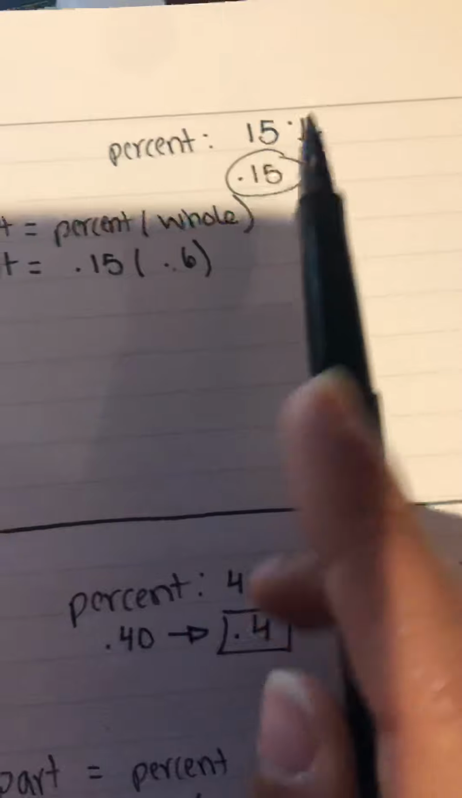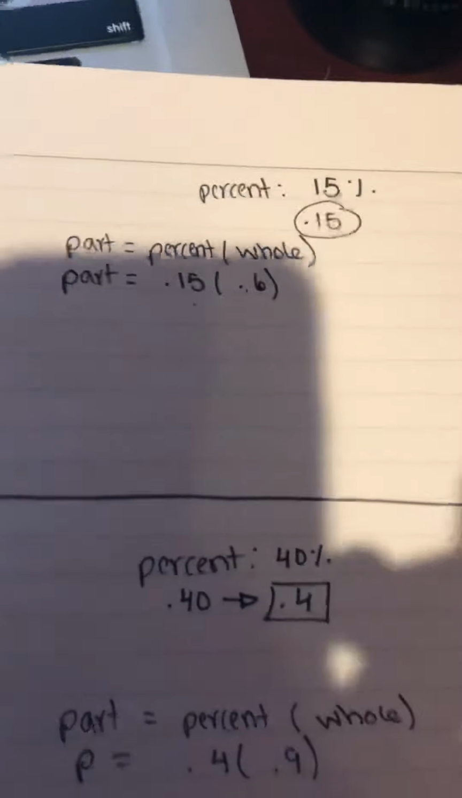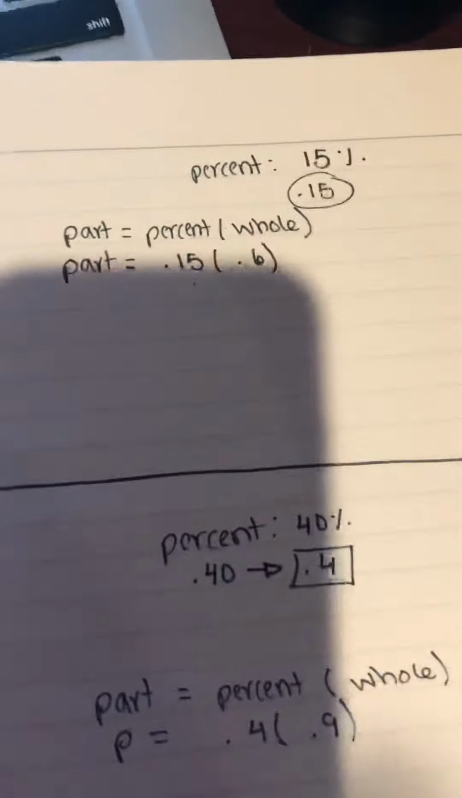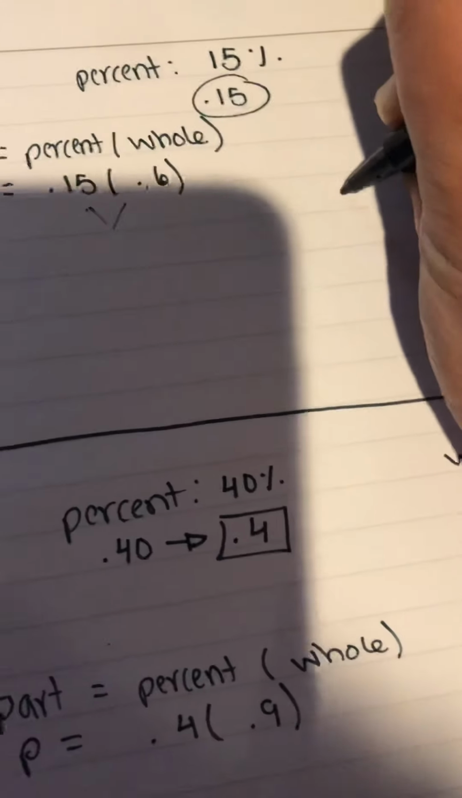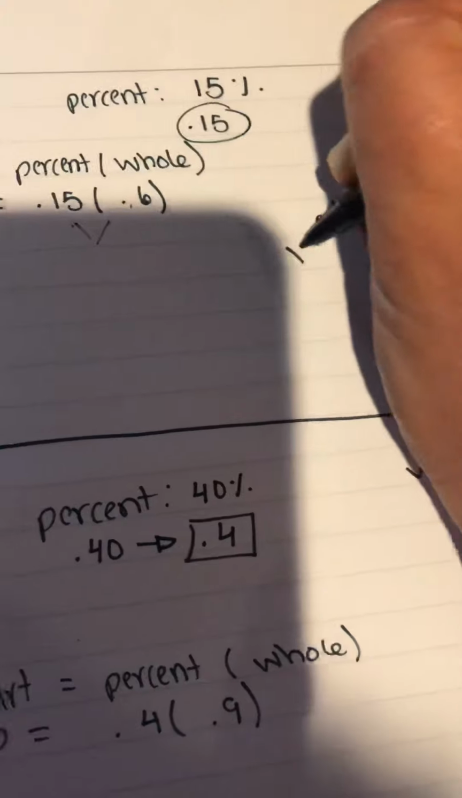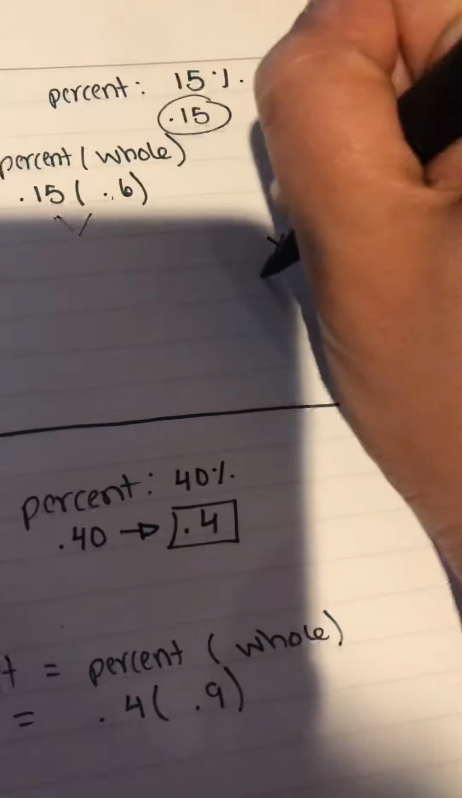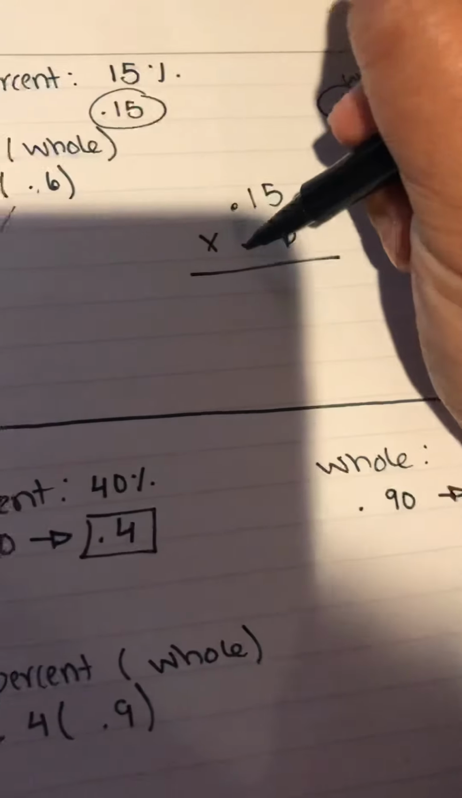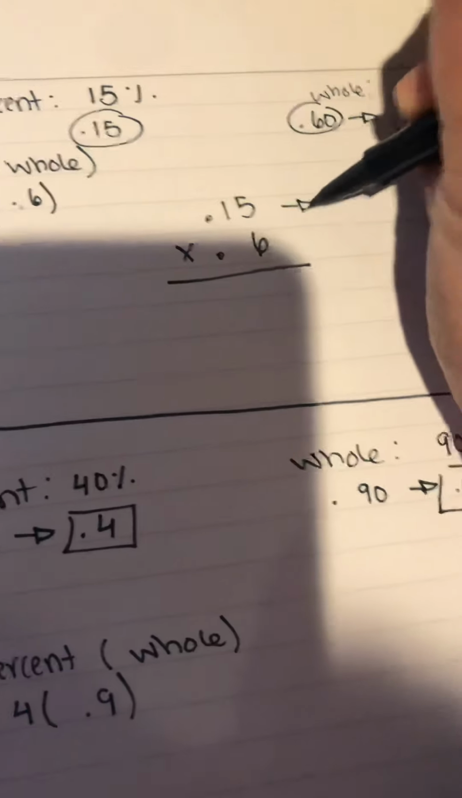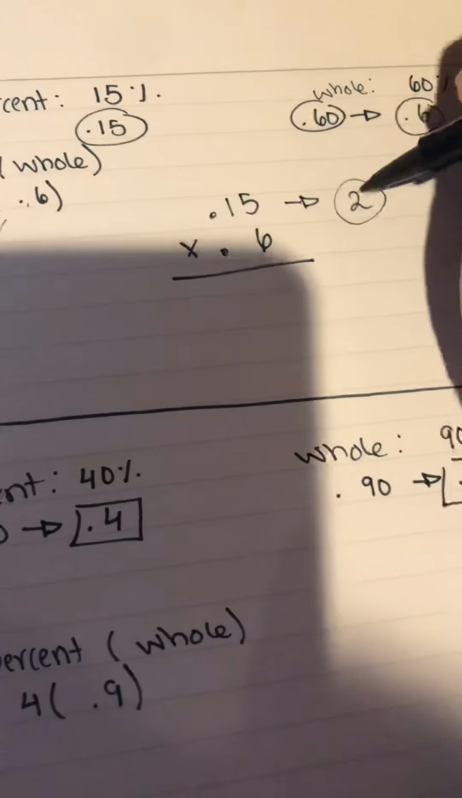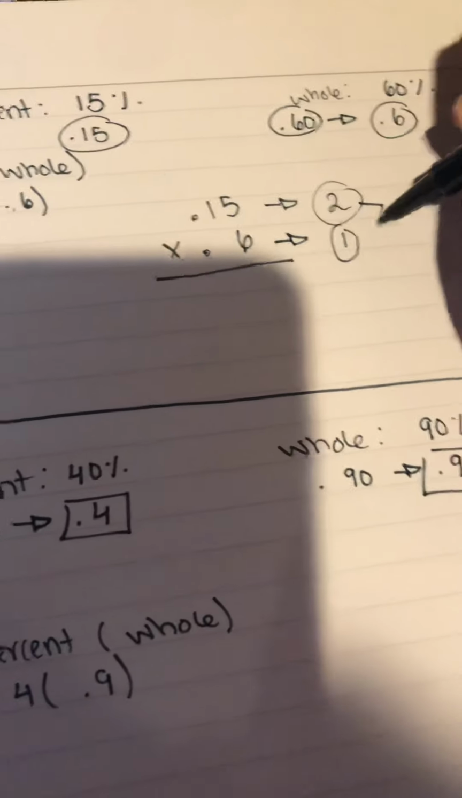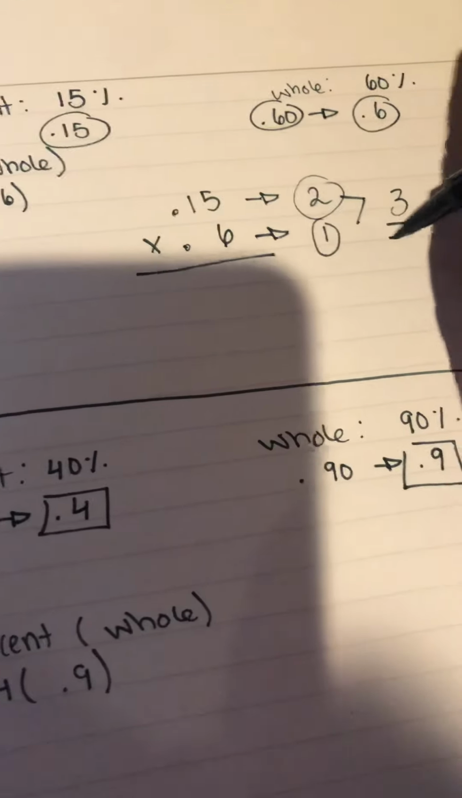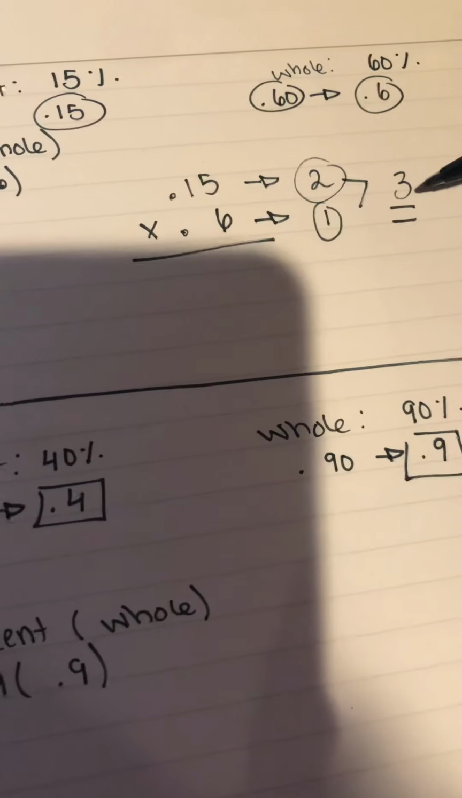So you should have had your whole as 6/10 and your percent as 15 hundredths, and then actually multiplied the two numbers. So this gives me 15 hundredths times 6/10. Again, when we multiply decimals, here I have two numbers behind the decimal, here I have one number behind the decimal, so total is 3 numbers behind the decimal.